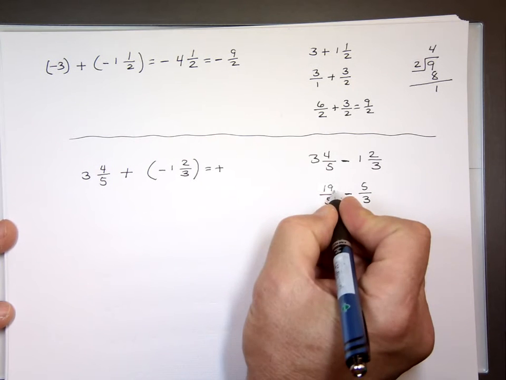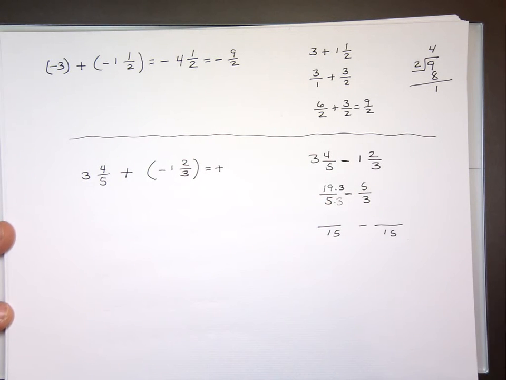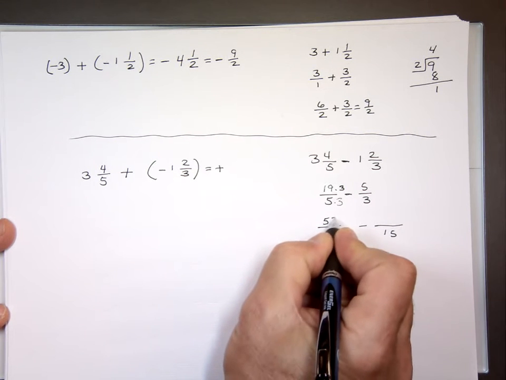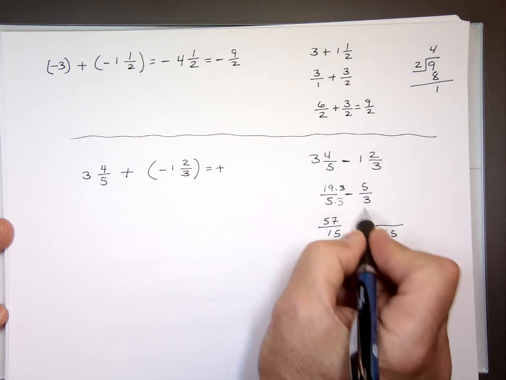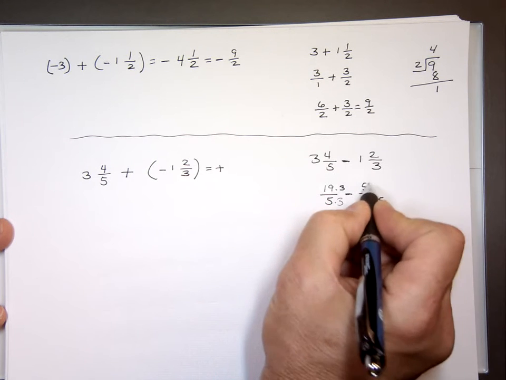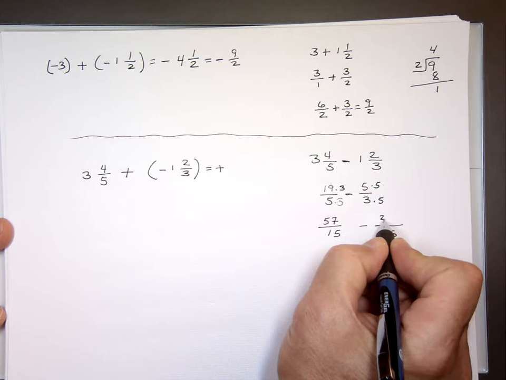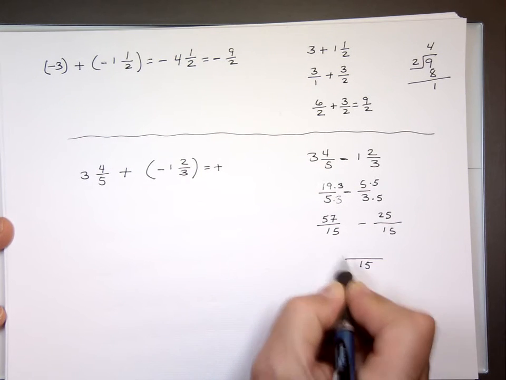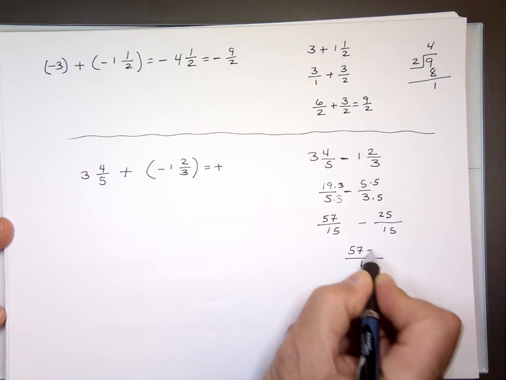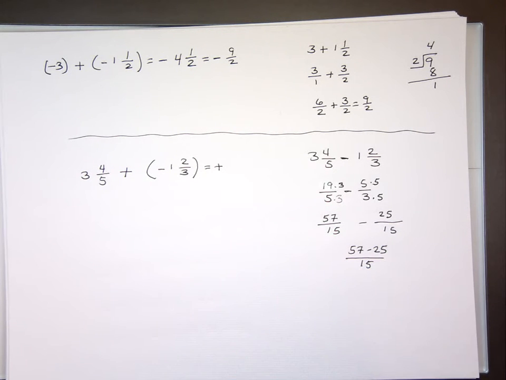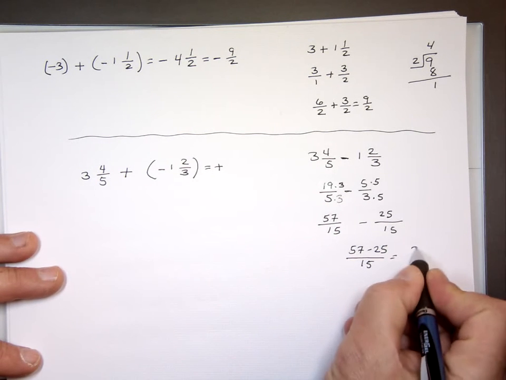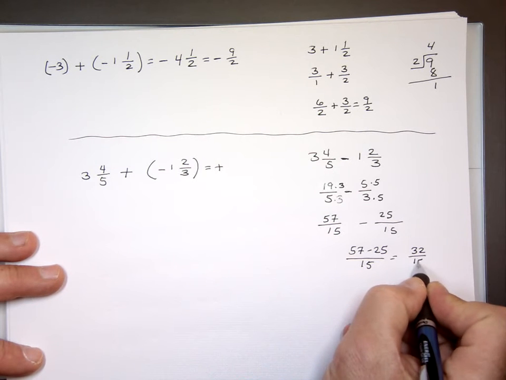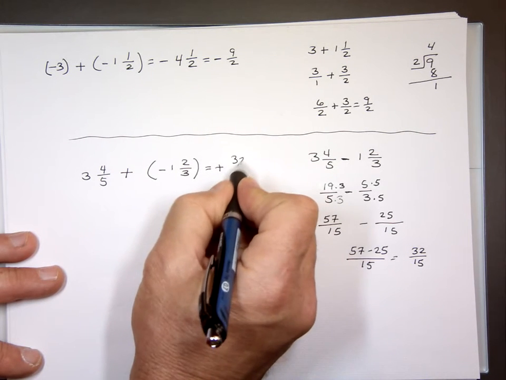So I got to multiply this by 3. What's 3 times 19? Is that a 57? I have to multiply this by what? 5. That's 25. What's 57 minus 25? Take away 25 from it. 35. How about 32 maybe? That's a 32 over 15. So your answer is going to be 32 over 15.